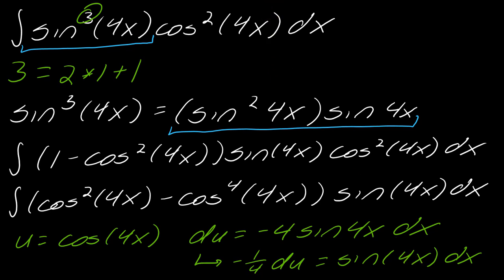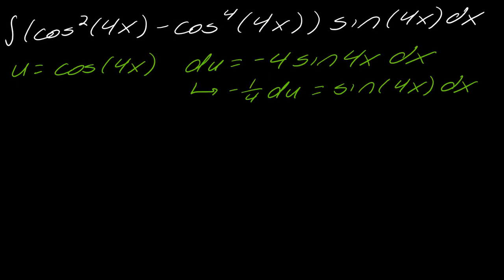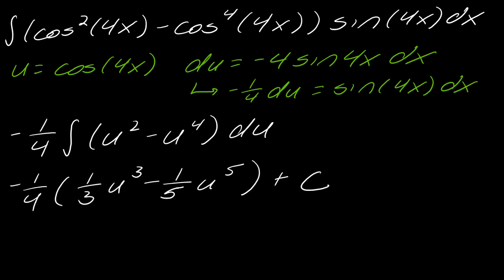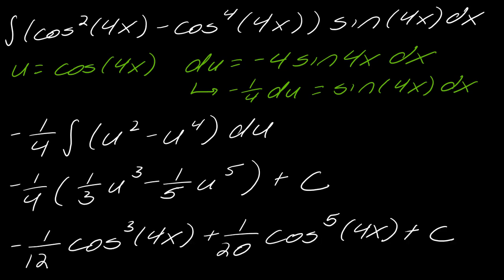Let me give myself some more space. Now I'm going to set up the rest of this integral. The negative 1/4, I'll put on the outside of the integral. Now this cosine squared becomes u squared, this cosine to the 4th becomes u to the 4th, and then I've got my du. Then I just integrate, no problem, and replace my u as you see here, and we're all good to go. I also distributed my negative 1/4.